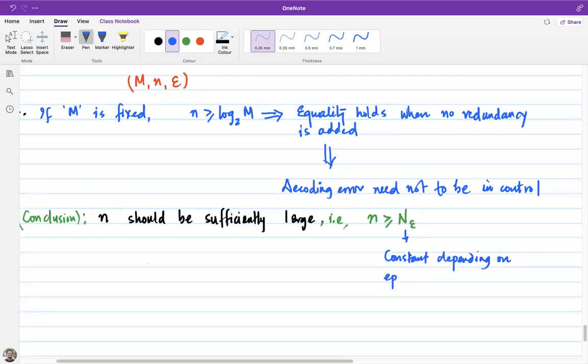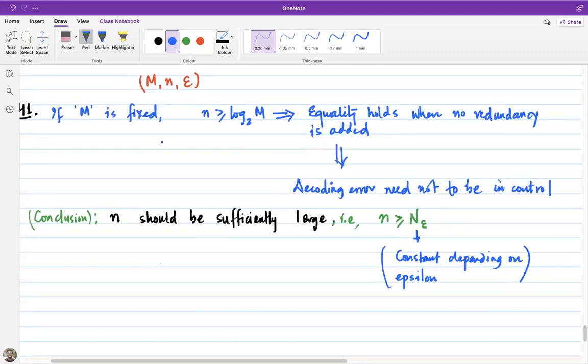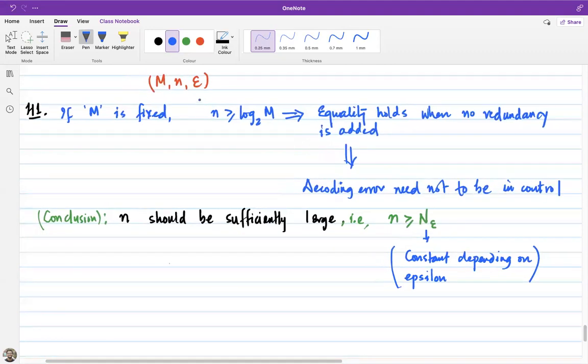So the moment you change your epsilon, the better you guarantee. Let's say you want your epsilon to be very small. So suppose you started with 0.01 and then you want 0.001 to be your epsilon. Therefore you want more control over your communication.